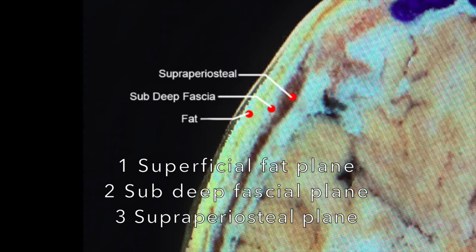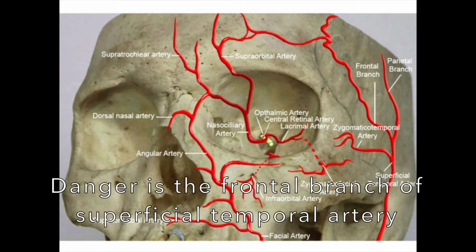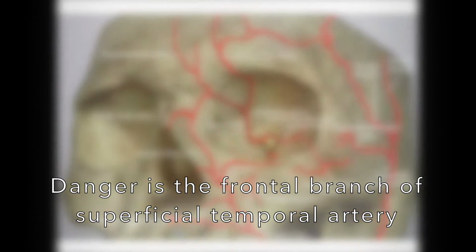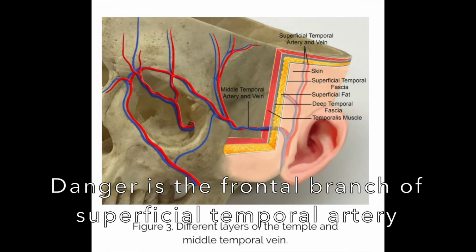The three planes are the superficial fat plane, the subdeep fascial plane, and the supraperiosteal plane. To understand the different planes for injection, one needs to know the detailed anatomy. The obvious danger here is the frontal branch of the superficial temporal artery, and this sits within the superficial fascial plane. And this is the layer immediately under the skin.